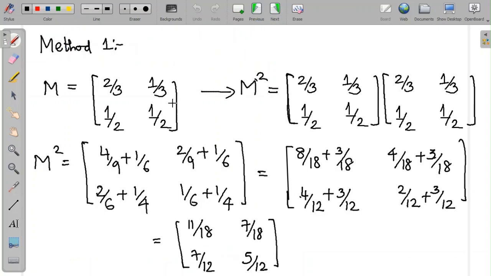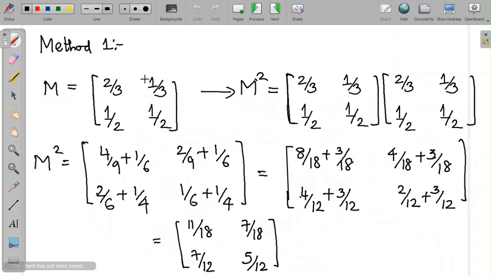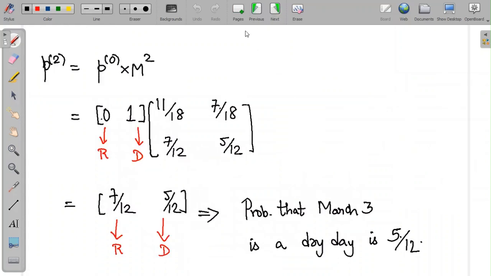Method 1 is to find the square of the transition probability matrix and multiply that by the P naught. So we have the TPM as we defined in the previous screen, 2/3, 1/3 in the first row, half and half in the second row. We get the square of it. The square of it comes down to 11 by 18, 7 by 18, 7 by 12, and 5 by 12. Now, this is the direct result by the Chapman Kolmogorov equations.